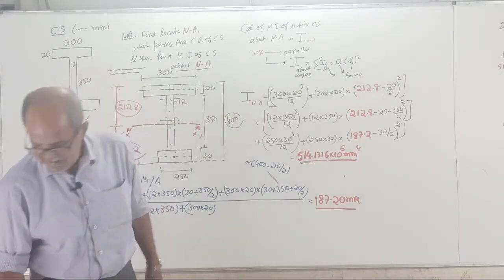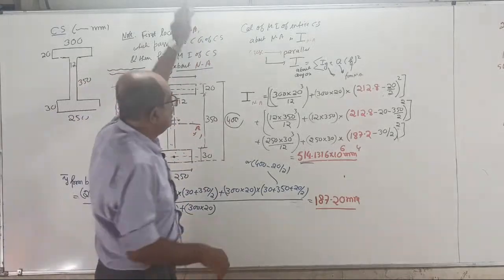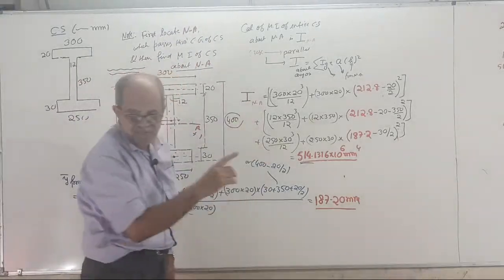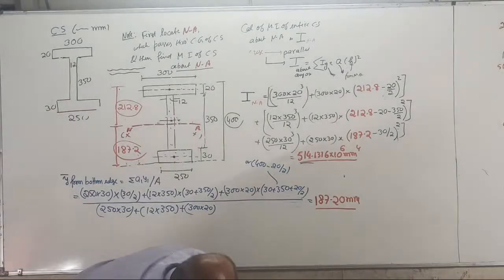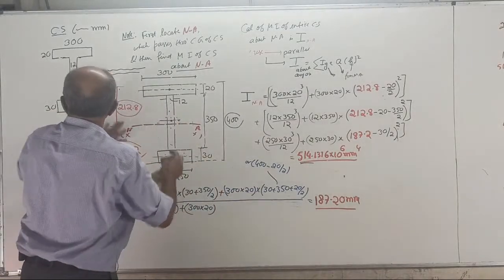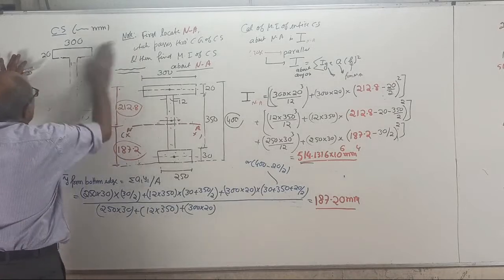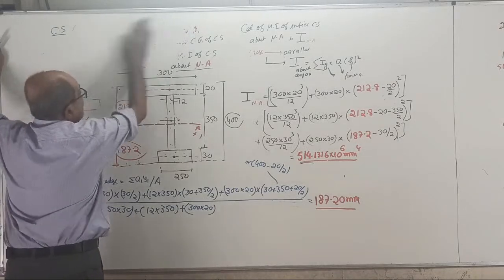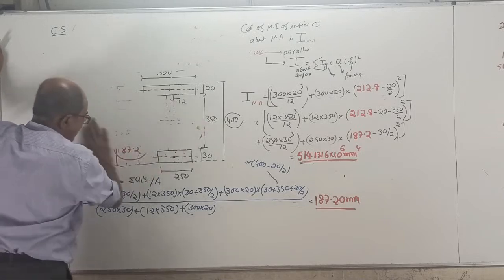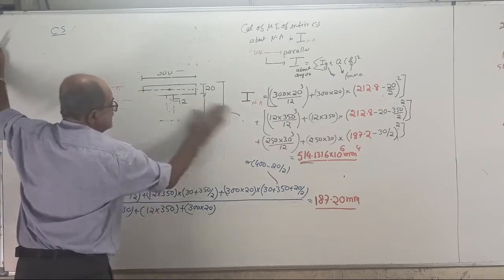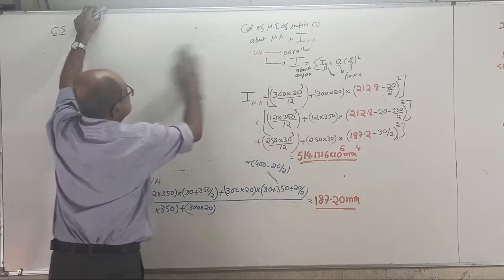514.1316, correct. Okay, 10 to the power 6. Limit now. So the moment of inertia is over. Go further now, proceed further. I will remove everything now. See, the cross section I am removing. This also I will remove. E1, I will remove everything now. Nothing required. I will start fresh now.